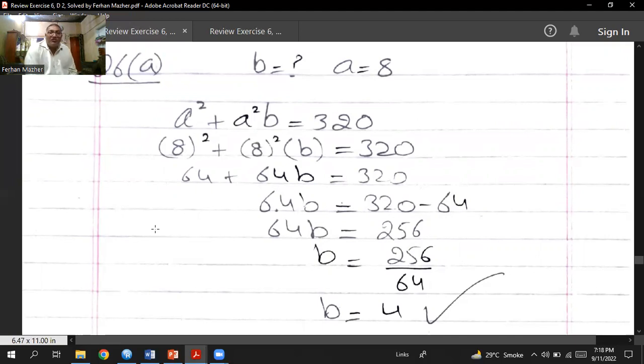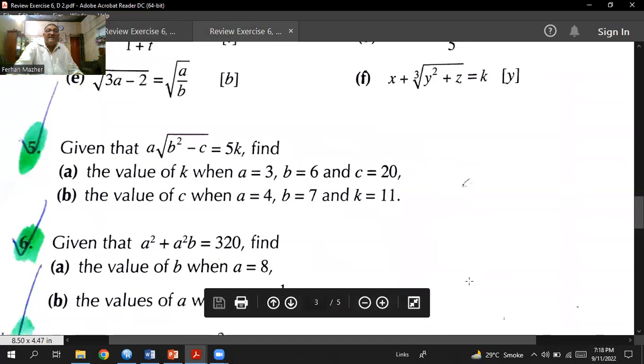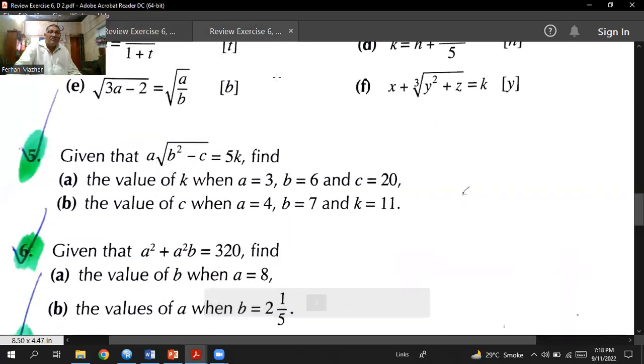So b is equal to 256 divided by 64, and that will be 4. So this is how you will do question number 6 and its B part. Question number 6 and its B part is the value of a when b is equal to 2 whole 1 by 5. Okay, 2 whole 1 by 5.